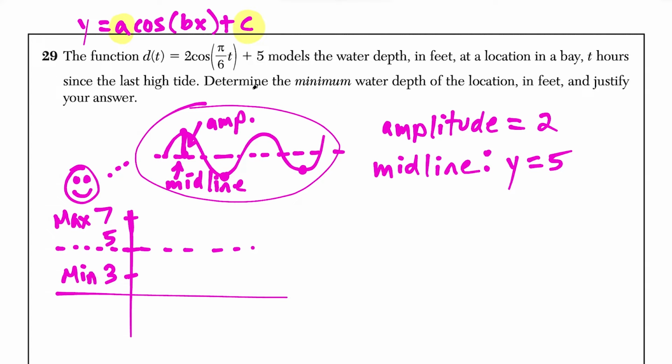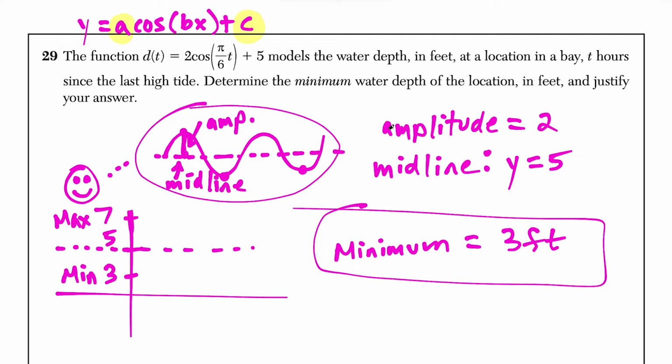So we have to determine the water depth of the location in feet and justify our answer. We're going to say that the minimum is equal to 3. Okay, so the minimum here is going to be equal to, we could say, 3 feet. And if we need the justification here, we could say that it is the midline minus the amplitude, which I'll just abbreviate like this. So the midline minus the amplitude, and this would get us full credit for question 29.